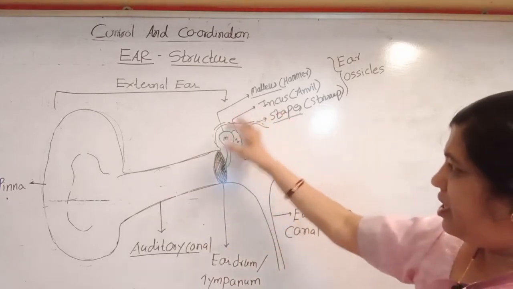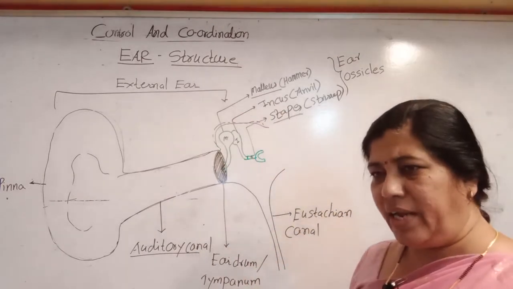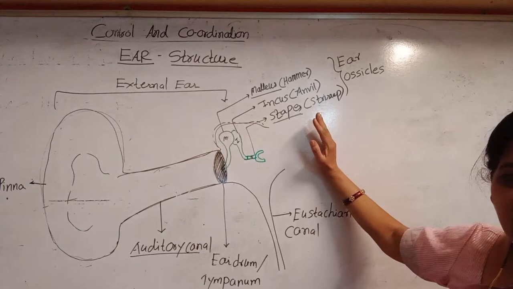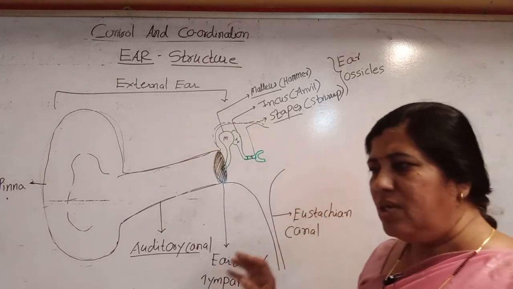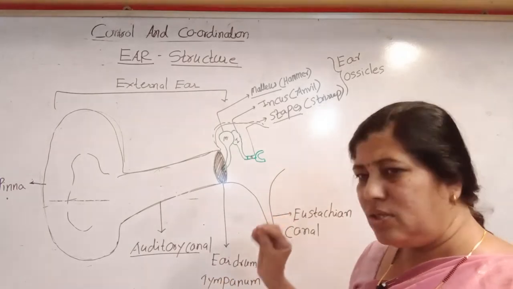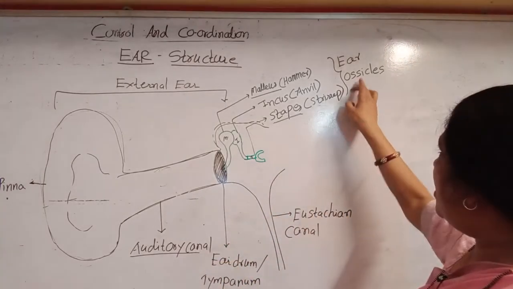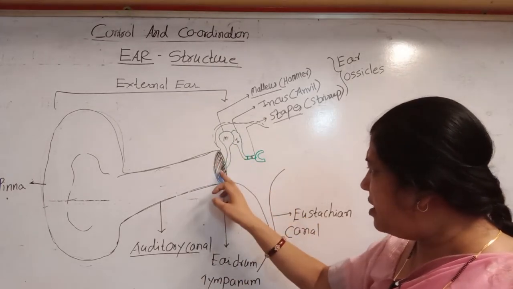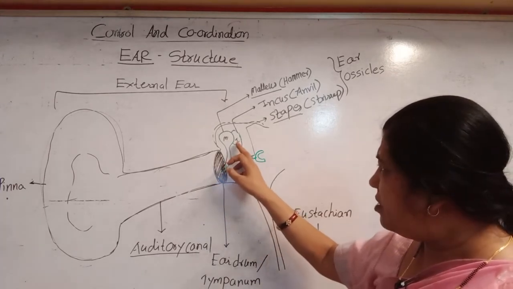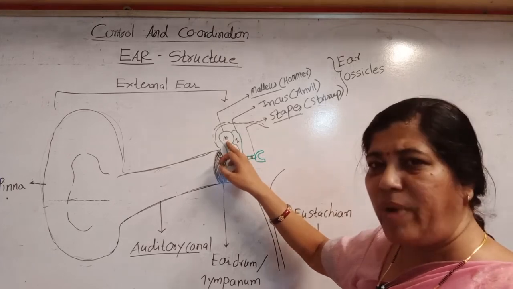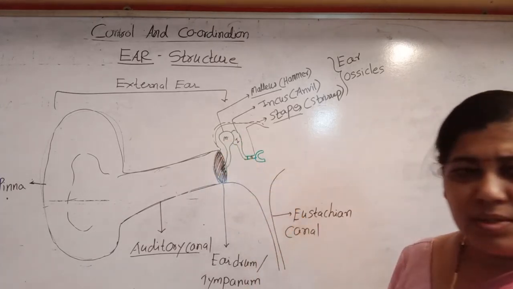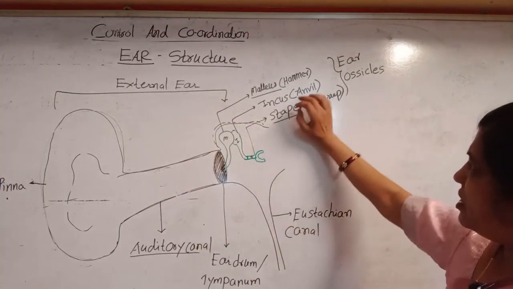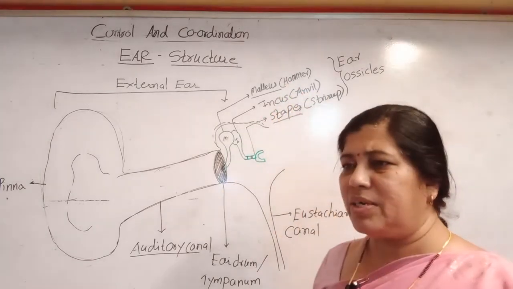Again, the middle ear is an air filled cavity. It is present between the external ear and inner ear. It consists of three small bones, collectively called ear ossicles. The first is malleus, which is attached to the eardrum. Another bone in this series is incus, which is attached to malleus, and then the third bone, stapes. Stapes is the smallest bone in our body, and it is also called stirrup. Incus is called anvil, and malleus is called hammer.